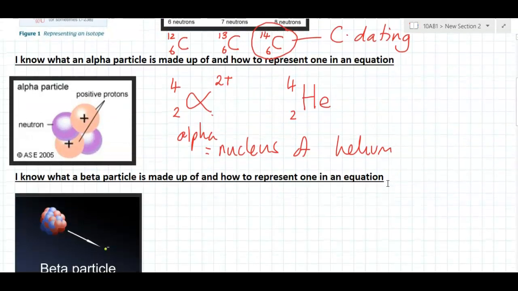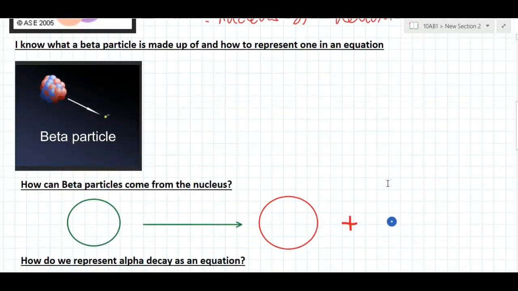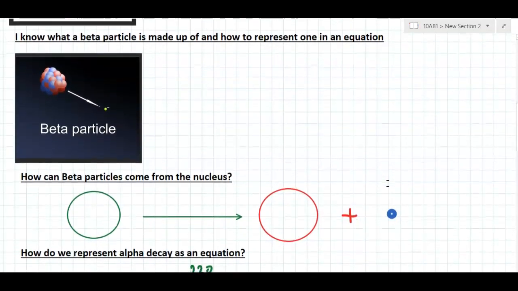Okay, the next thing to make sure you understand is what a beta particle is, which is a little bit trickier. So it's easy to know what it is. A beta particle is an electron.